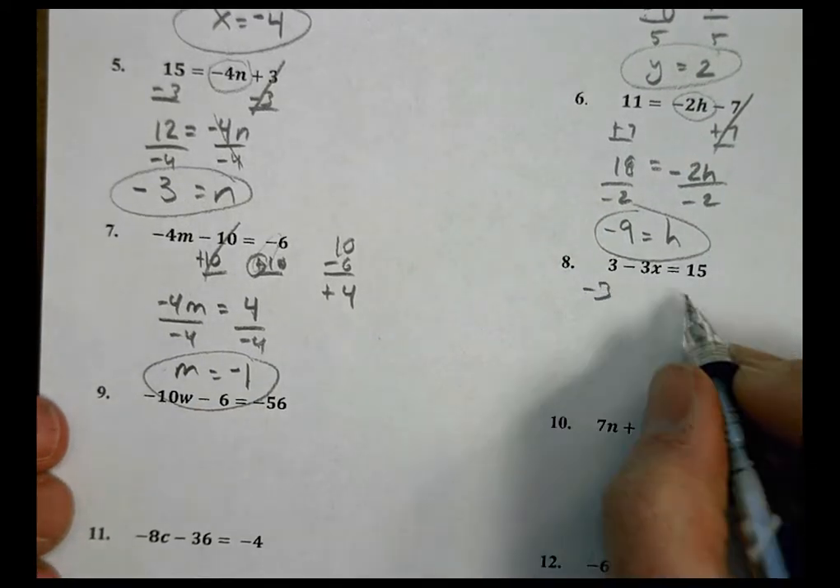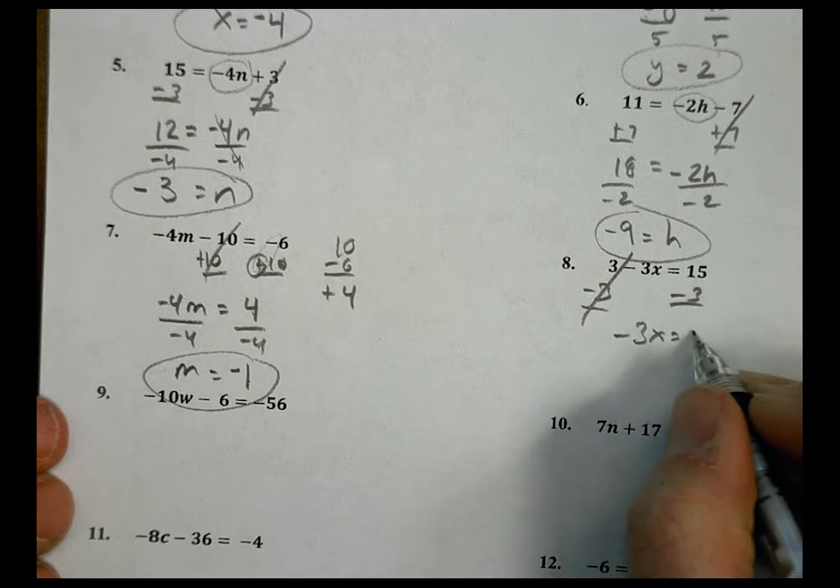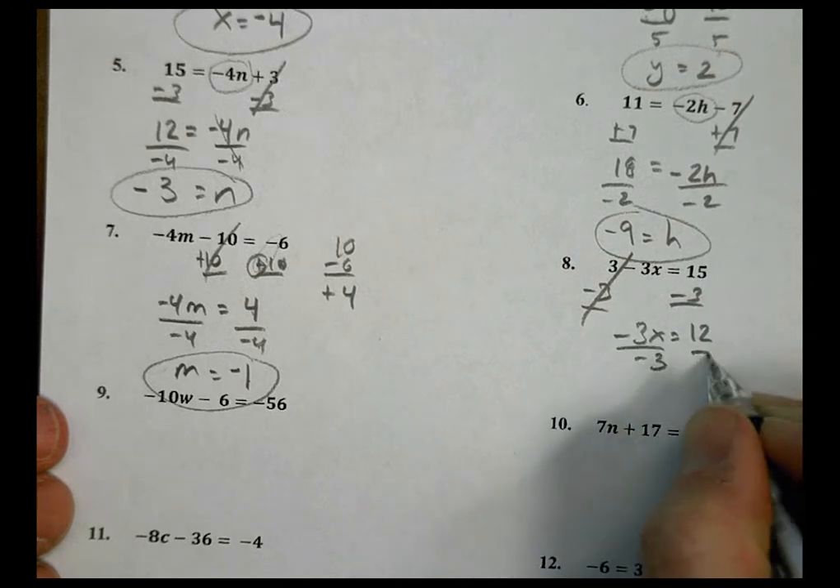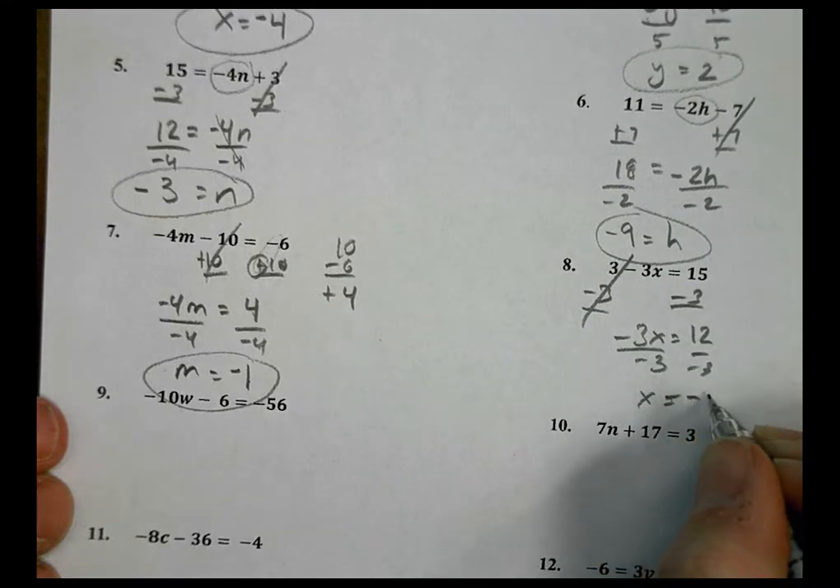Number 8, we're going to subtract 3 from both sides. It goes away, so negative 3x equals 15 minus 3 is 12. Divide both sides by negative 3, so that x equals 12 divided by negative 3 is a negative 4.